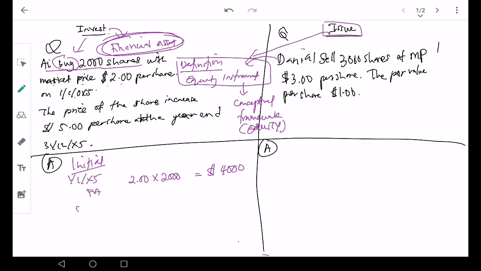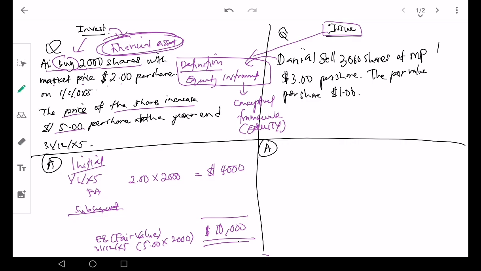Initially that is it. What happens to your subsequent measurement? Very good. Your ending balance will be measured at the fair value, the latest fair value. So what is your latest fair value here? Good. The price of the share increased to 5 ringgit on 31st December 2005. 5 ringgit times 2,000 shares, because you have 2,000 shares. How much? Good, 10,000. 5 times 2 is 10. Okay?